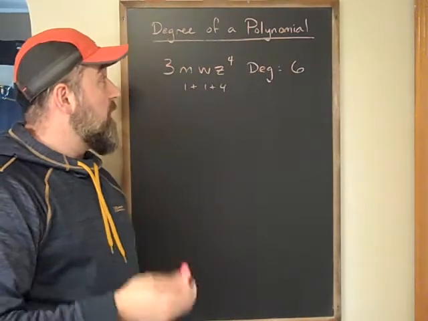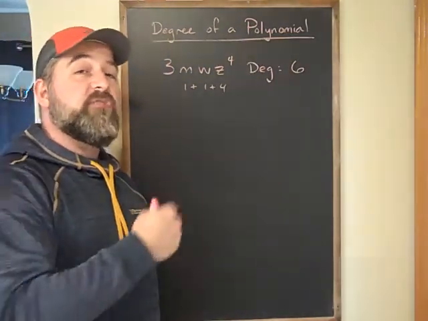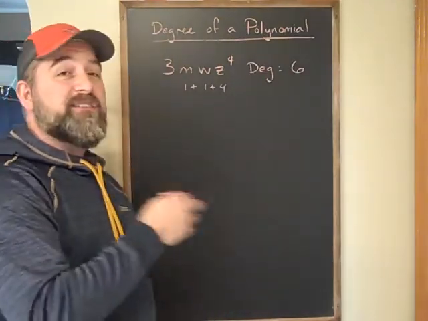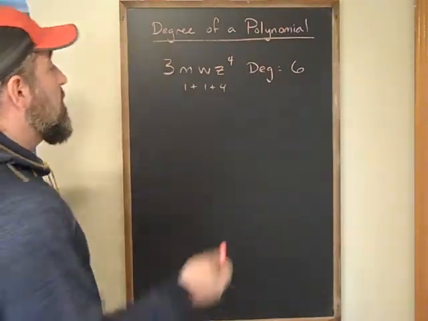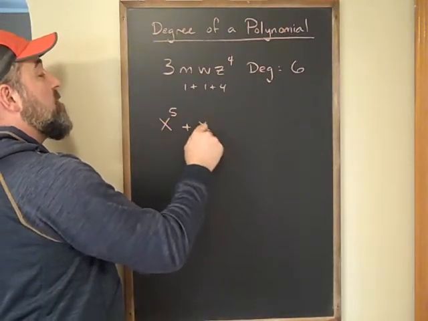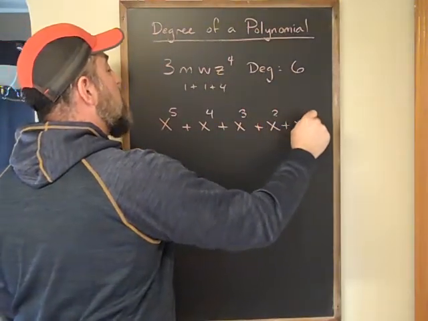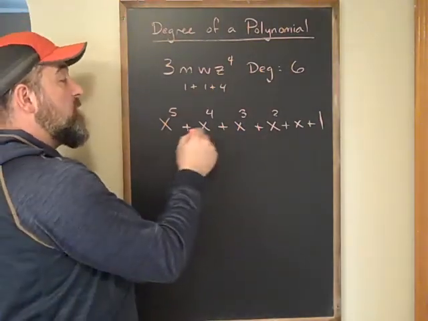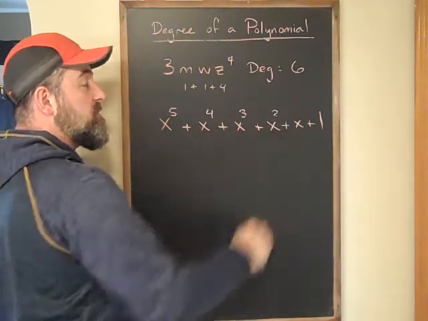Well, the way you categorize the degree of a polynomial is you find the degrees of each of the monomial terms that make up the polynomial, and whichever the highest degree monomial is, that's what we call the degree of the polynomial. So here's a basic one. If we saw something like x to the fifth plus x to the fourth plus x to the third plus x squared plus x plus 1. Well, this consists of 1, 2, 3, 4, 5, 6 terms because of all of those additions.